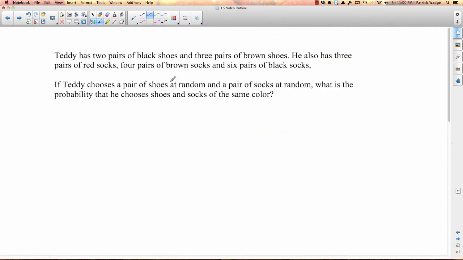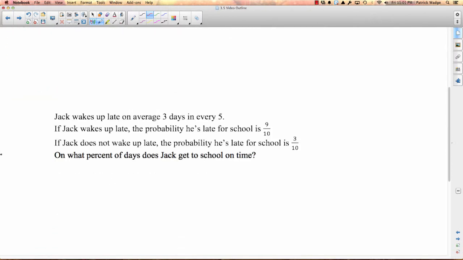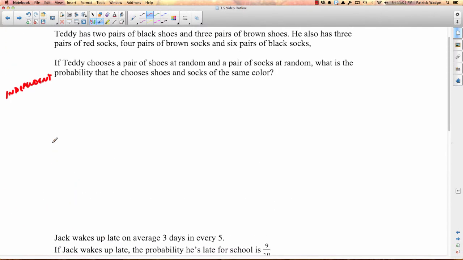Okay, we're going to use tree diagrams for these questions, and this first question involves independent events. When we get down here, we'll be dealing with dependent events. But the strategy is pretty much the same in both cases. So let's look at the first one.